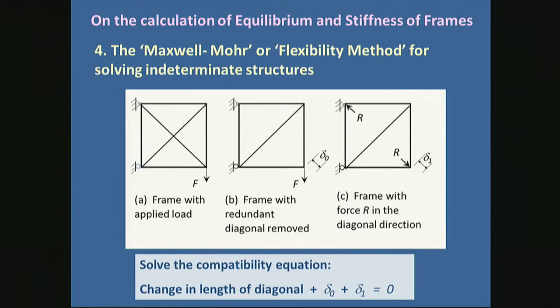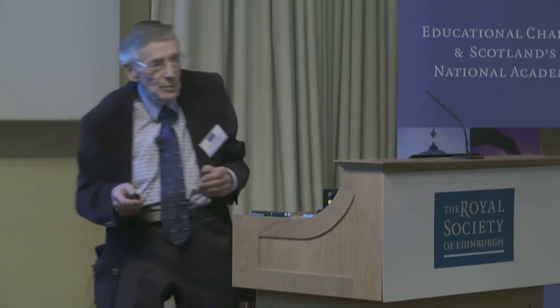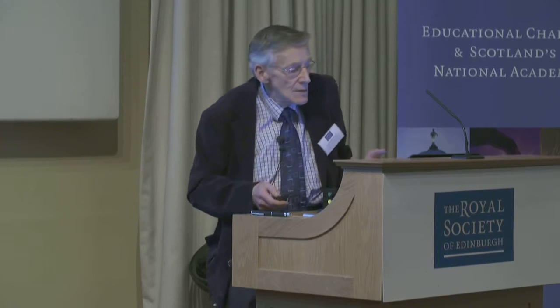And so then he had the tools to do the job, and he could calculate the deflections along the diagonal here. He said, okay, take one of the diagonals out, it's redundant, and replace it with a load along the diagonal. If you can work out the deflections along the diagonal, set them to zero, and you can solve for the diagonal force R, and you've got it. That's with one redundant. Of course, as you build it up with more redundant elements, you get a set of simultaneous equations. So that's it. This is sometimes called the Maxwell-Mohr method, in modern times the flexibility method of solving indeterminate frames. Maxwell almost certainly was the first person to devise this.